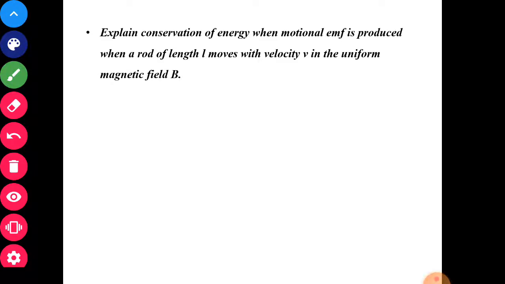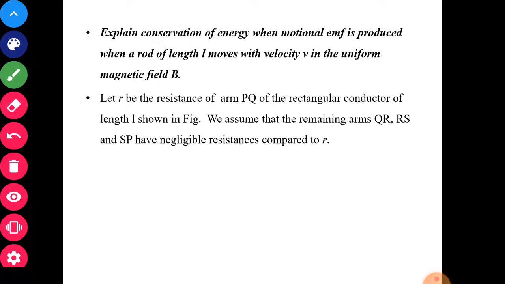Now explain the conservation of energy when motional EMF is produced when a rod of length L moves with velocity v in the uniform magnetic field B. The figure is same. We consider the resistance of this moving arm, that is rod PQ, is R. So PQ is only having the resistance. The other U-shaped conducting frame, we consider that there is no resistance.